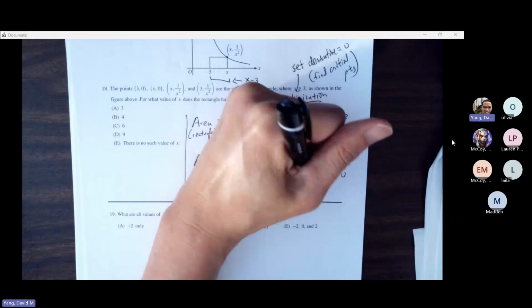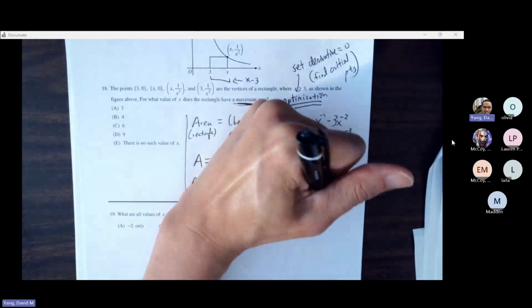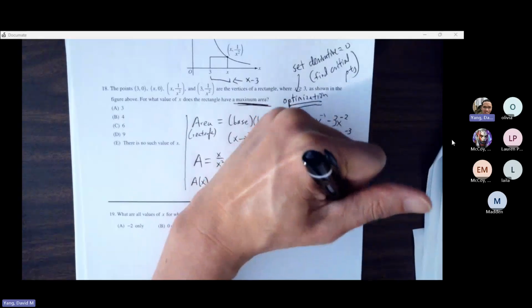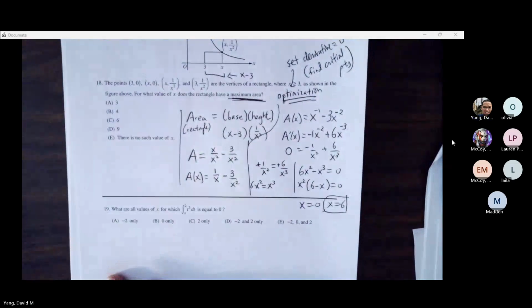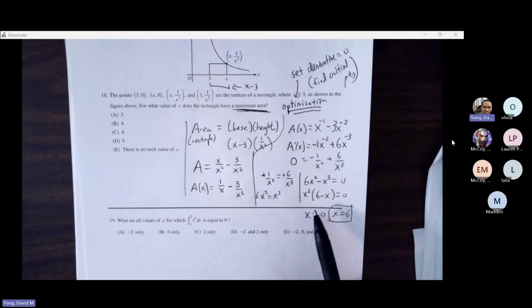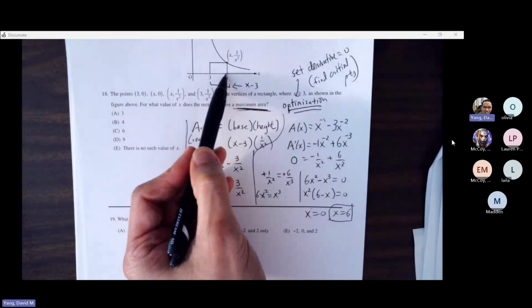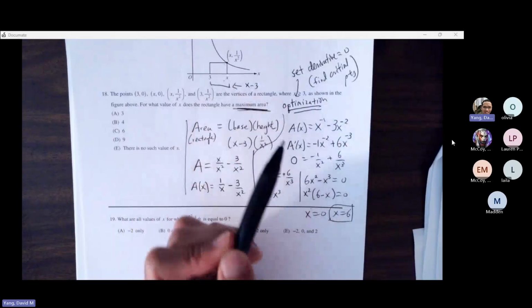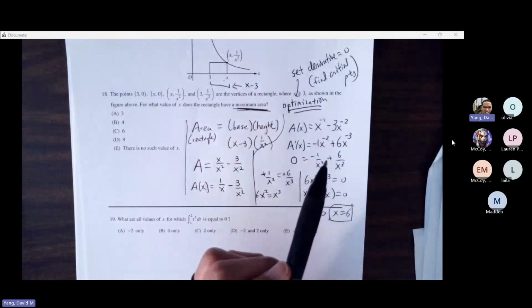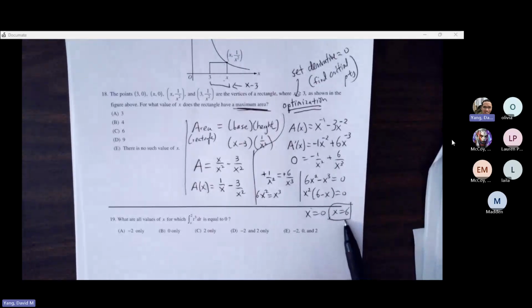Bring everything over to one side. Solve for x. I get x equals 0, x equals 6. 0 is not going to make sense because we know x is to the right of 3, so it's got to be a positive number more than 3, and so only 6 will make sense.